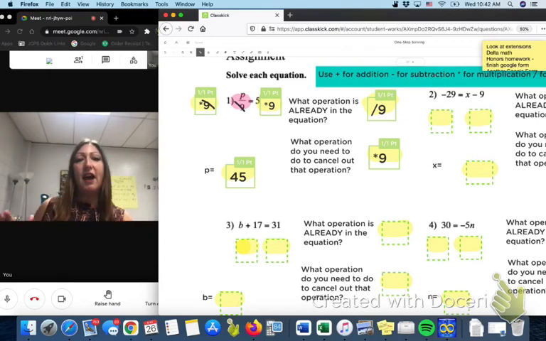So there's 5 components to each problem: demonstrating what was already in the equation, what operation you need to cancel out that equation, and then actually doing the same operation on both sides of the equal sign, and then finally the solution. So if we don't have all 5 of those components, it's not all the way correct.